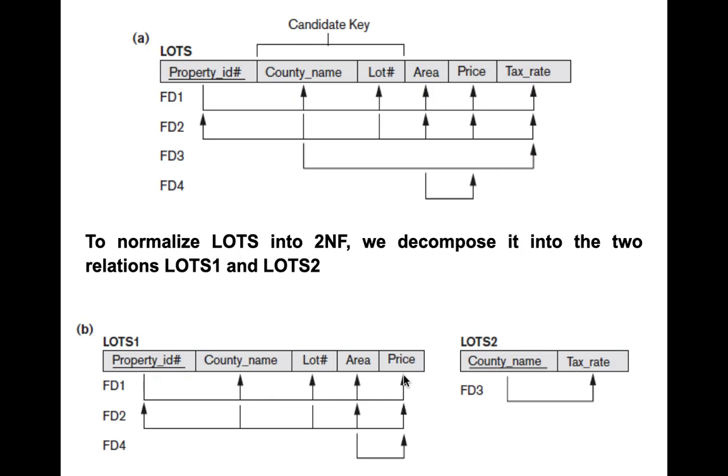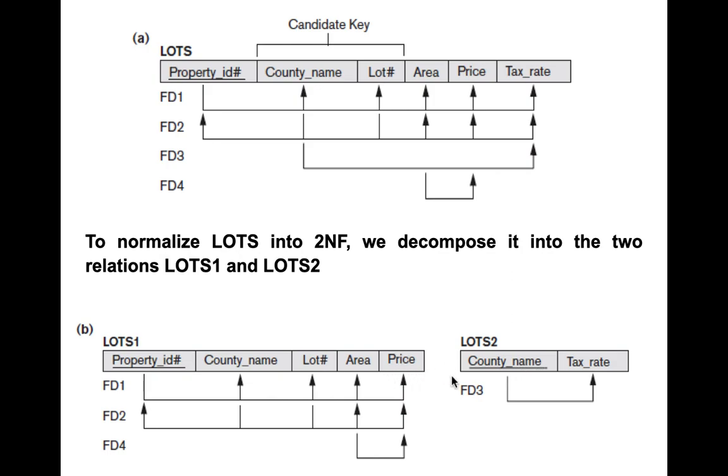Another mistake I have seen students make is when they decompose this, they just remove county name and tax rate, and make a relation from these two attributes. Actually, county name should exist in this relation. Only the Y of X gives Y, the right hand side, should be removed from that. The other one, county name, should exist in the original relation. Keep that in mind. So this is the answer for 2NF.